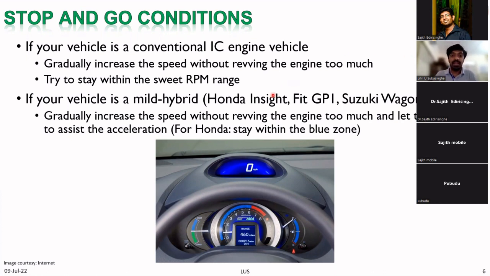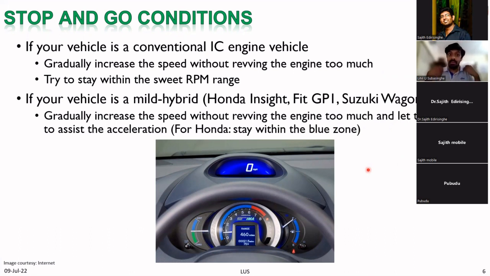For example, the Honda Insight, the 2011, 2012, 2013 models, is a mild hybrid. And Honda Fit GP1 and the Suzuki Wagon R, all these vehicles are mild hybrid vehicles. Now, in a mild hybrid, you need to gradually increase the speed, very similar to the previous case, without revving the engine too much, and let the motor assist the acceleration. In a mild hybrid, the motor supports the acceleration in the initial stages. If you accelerate too much, then the engine will take over everything.